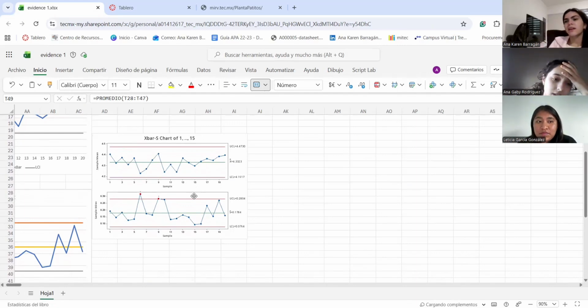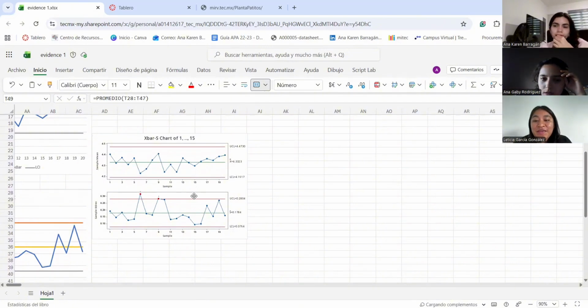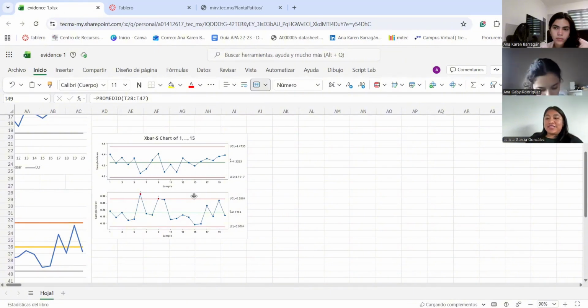How was it though? Do you remember something about the Western Electric rules? I don't know if Letty remembers more about which were the rules. Yeah, I think these two points that are red are indicators that something in the process was not normal. Maybe they were so high compared to the average we have, and those points are out of control.